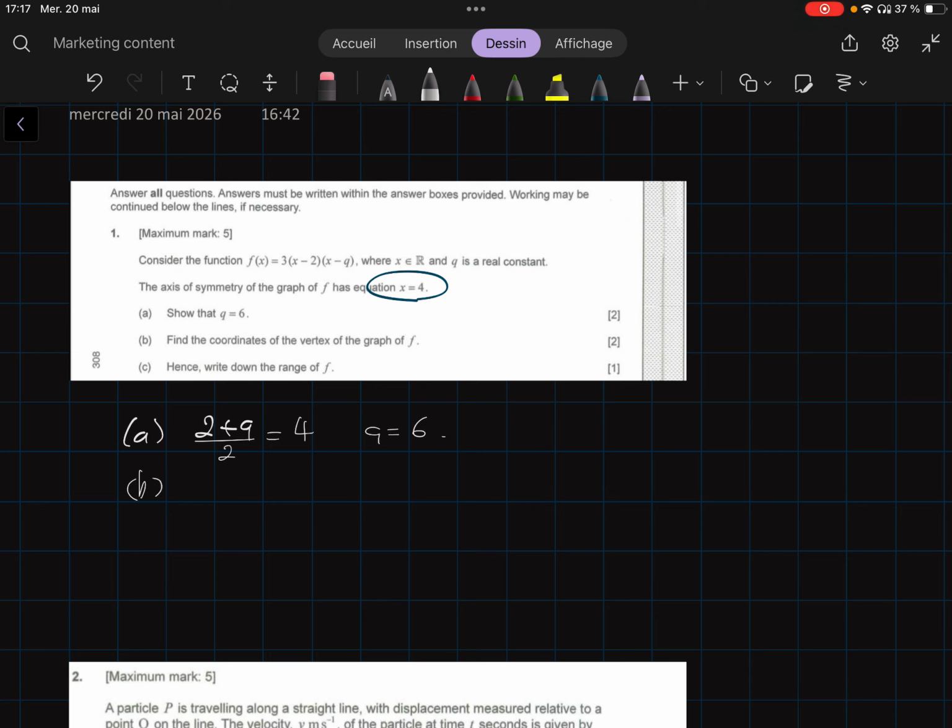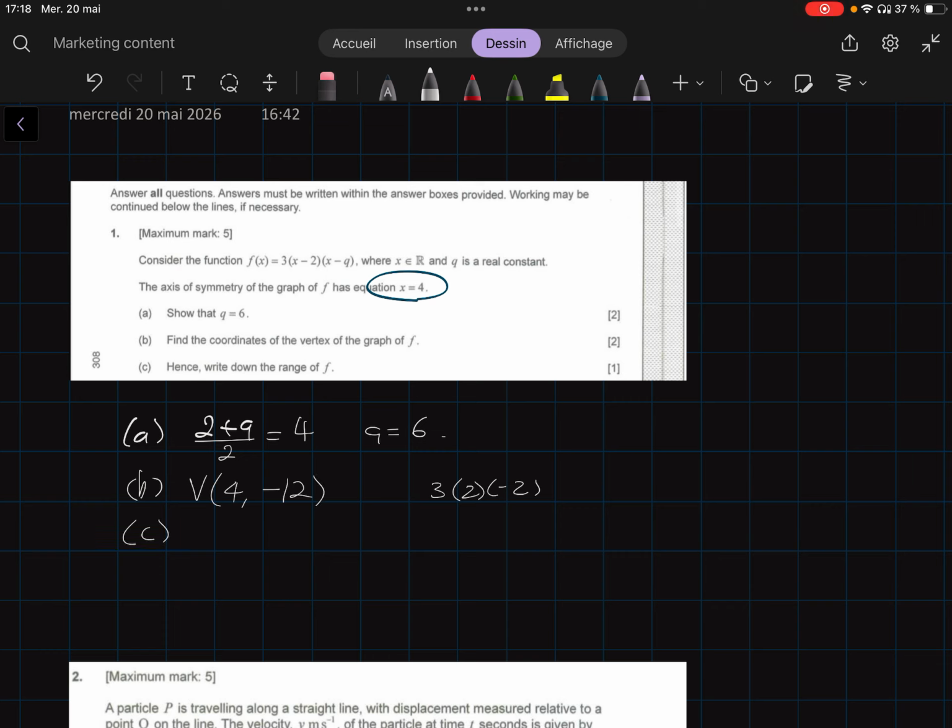Part B. Find the coordinates of the vertex. Well, we know that the vertex lies on the axis of symmetry. So the x coordinate of the vertex has to be 4. The y coordinate is going to be 3 times 4 squared minus 2 times 4 minus 6, or negative 12.